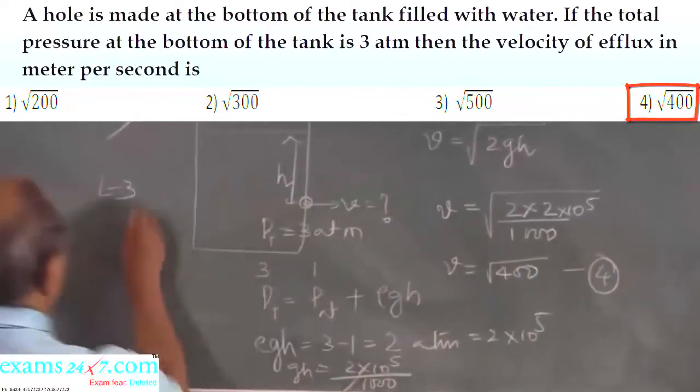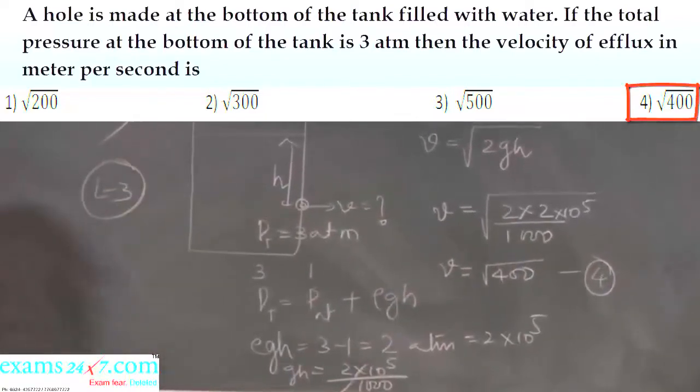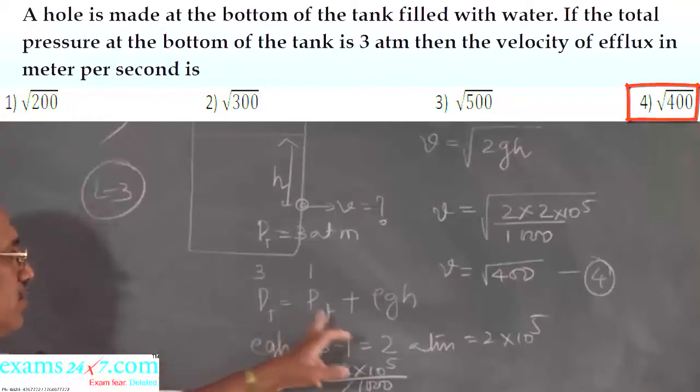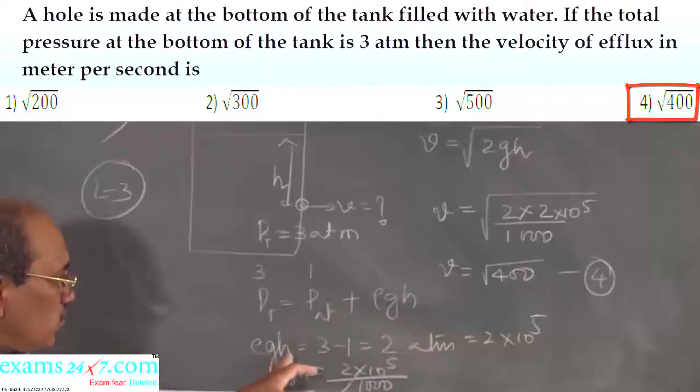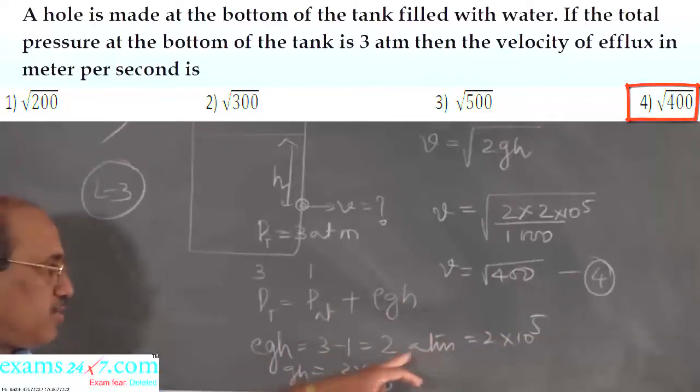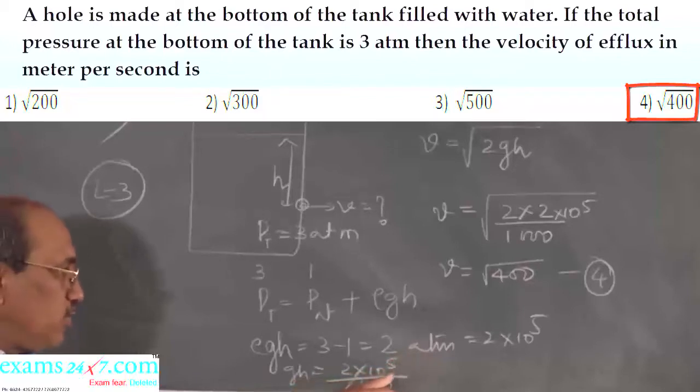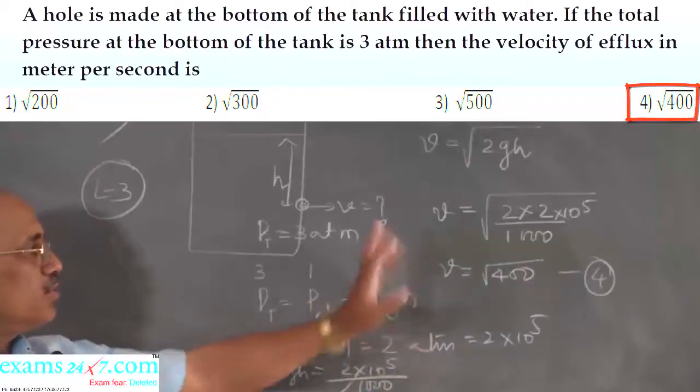Option number 4, level 3. Here the total pressure is given. Subtract the atmospheric pressure to get rho gh. Rho gh is equal to 2 into 10 power 5, atmospheric pressure converted to the SI unit, and by 1000, substitution gives you that answer.